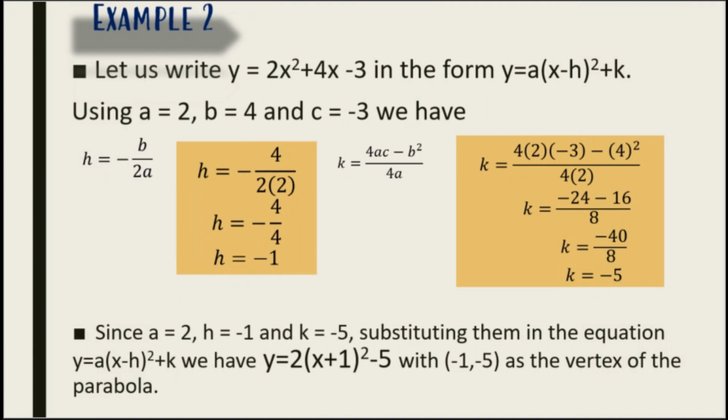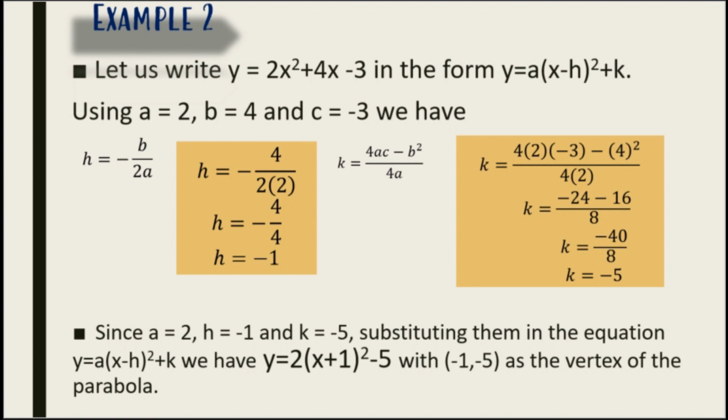Example number 2. Let us write y equals 2x squared plus 4x minus 3 in the form y is equal to a quantity x minus h quantity squared plus k. Again, for example 2, let us write y equals 2x squared plus 4x minus 3 in the form y equals a quantity x minus h quantity squared plus k. Using a equals 2, b equals 4, and c is equal to -3, we have h is equal to -1, while k is equal to -5.